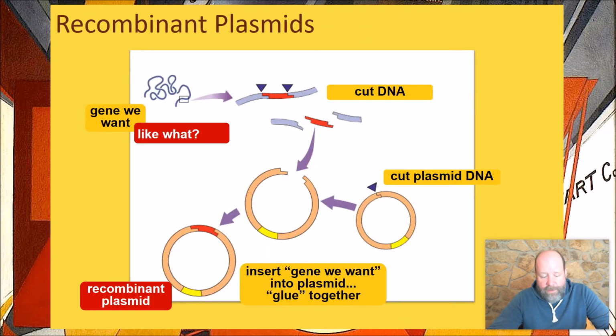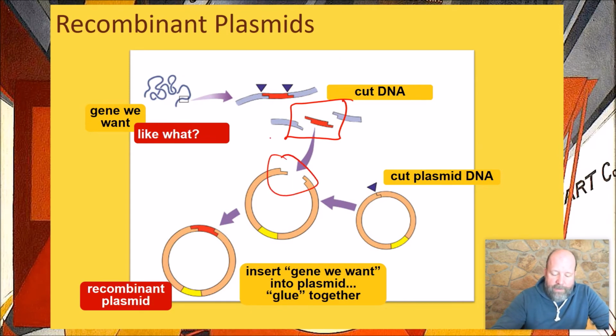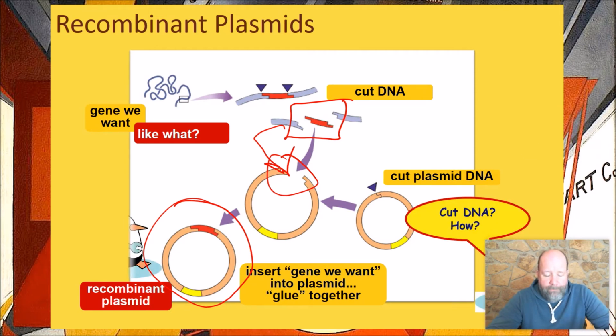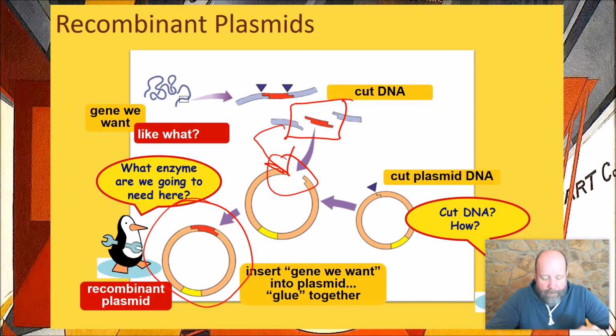So this is just another diagram showing the same thing, but it shows the sticky ends. I've cut my desired gene out of this. I've cut my plasmid, and I spliced that into there. And now I've got my recombinant DNA, right? My recombinant plasmid. Again, recombinant just means DNA from two different sources. If this is, like I said, the gene for insulin, then this recombinant plasmid has DNA from humans and from bacteria. Now, one question. What enzyme are we going to need right there and right there?